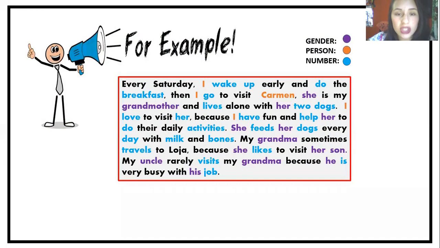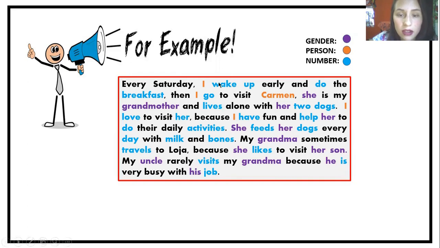Now, as you can notice, it is very useful at the time of writing. Here we have a paragraph, and then we are going to look where we can find gender, person, and number. Let's check. Every Saturday, I wake up early and do the breakfast. If you can realize, in the first example, we can find a person, I. I is person because he or she is the author of the writing.